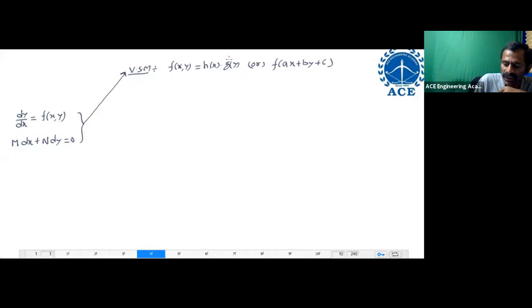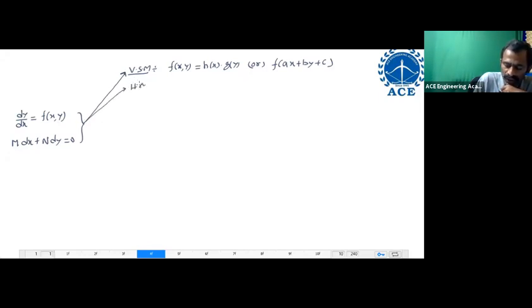Suppose h of x equal to g of y, directly we can solve this by separating variables. Suppose the function is like this, a function of a linear expression. Indirectly, we can find the solution by the same method, by replacing ax plus by plus c equal to z. That is the first method condition. Suppose this method condition fails, then we go to the next method condition.